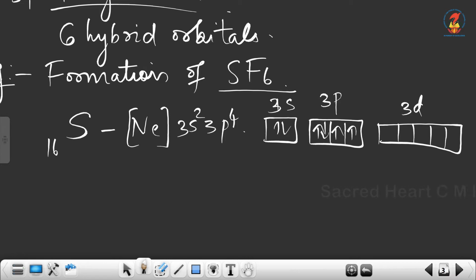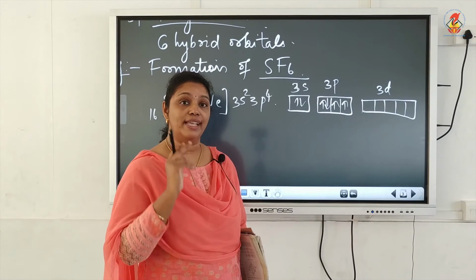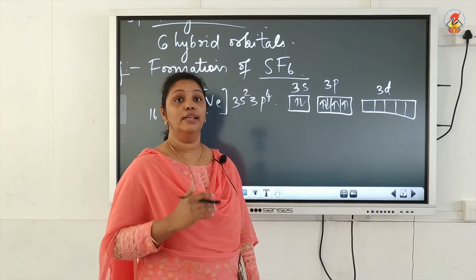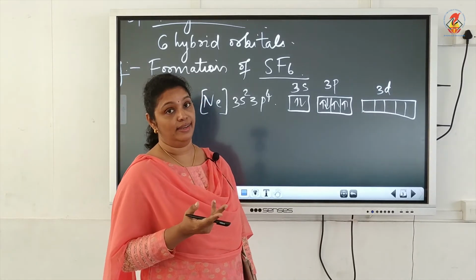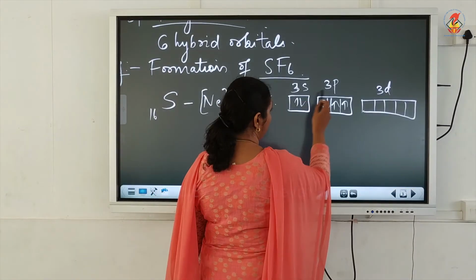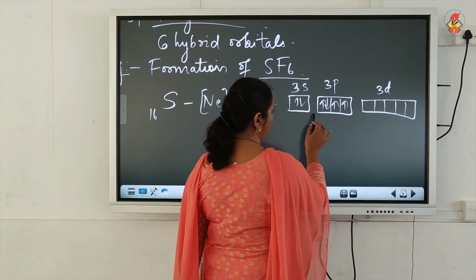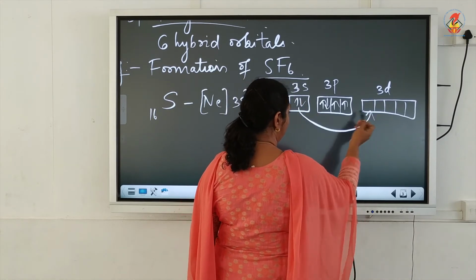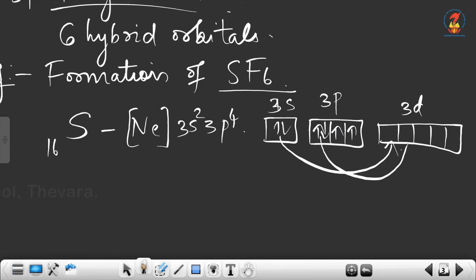So 3s2 3p4. Now, we know that the hybridization is sp3d2. So what will happen for hybridization? The sulfur atom will get excited. And what happens during excitation? We know there are 2 electrons in 3s and in one of the 3p orbitals there are 2 electrons. They will get unpaired, and 1 electron from 3s jumps to one 3d orbital and from 3p also it jumps to another 3d orbital. So I am going to write the electronic configuration of sulfur in the excited state.